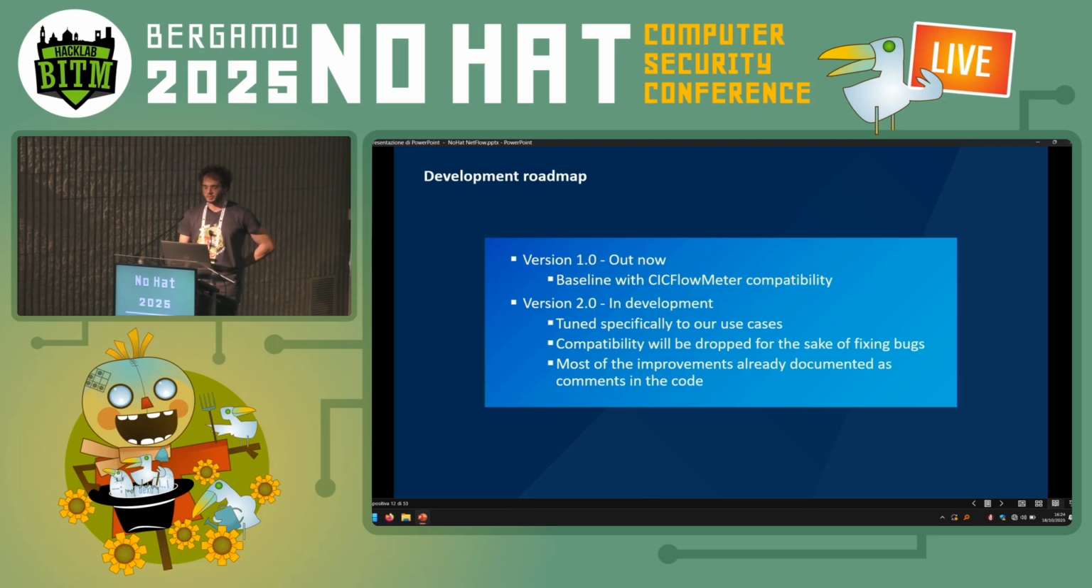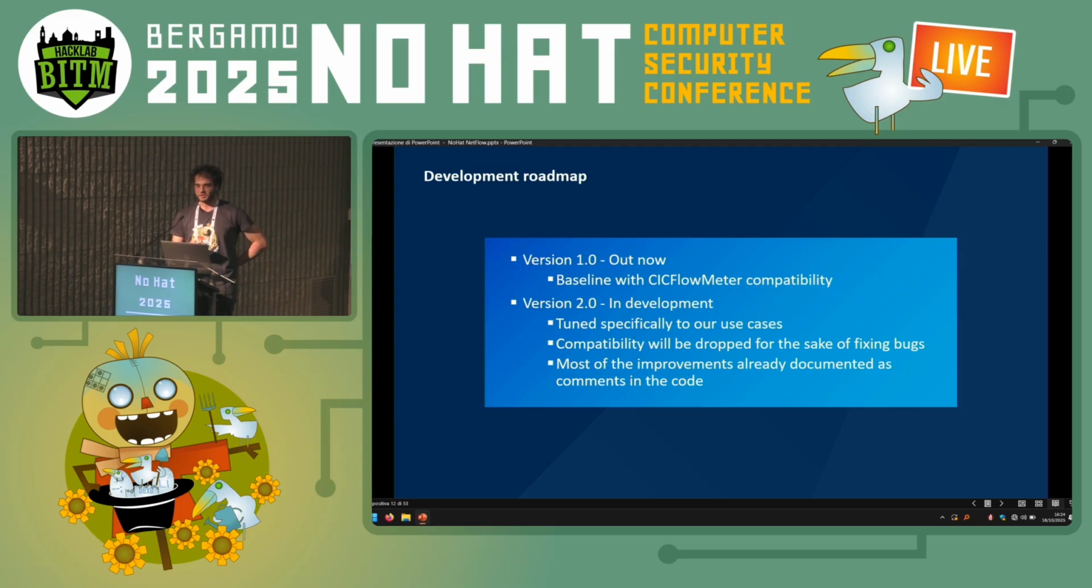Our development roadmap looks like this. Version 1 is already out on GitHub, and it's our baseline with CIC-FlowMeter compatibility. Throughout the rest of this talk, we will show you what we call version 2, which is currently in development, and it's more tuned for our use cases. Particularly, we will be dropping this compatibility requirement in order to fix a couple of bugs we'll see in a bit and implement some new features.